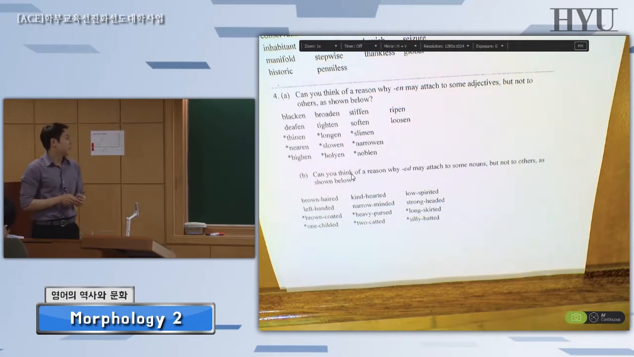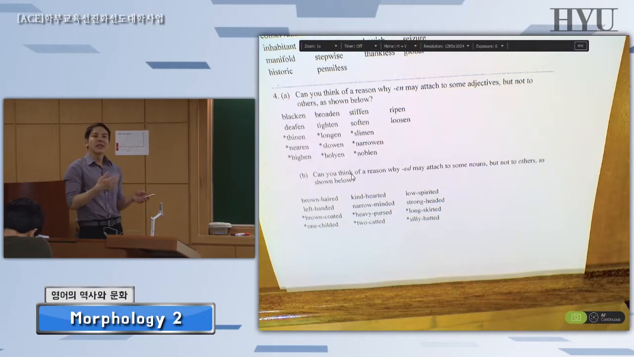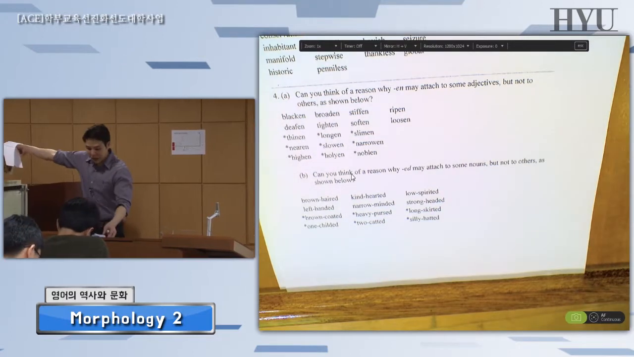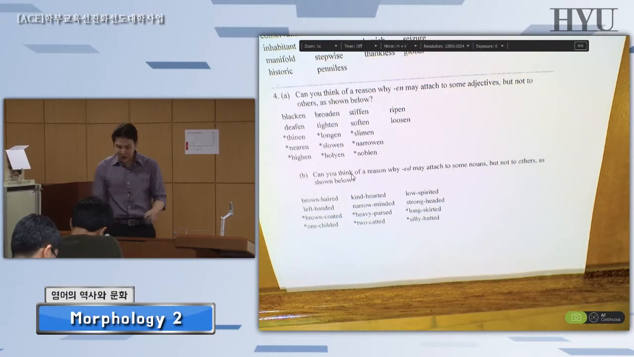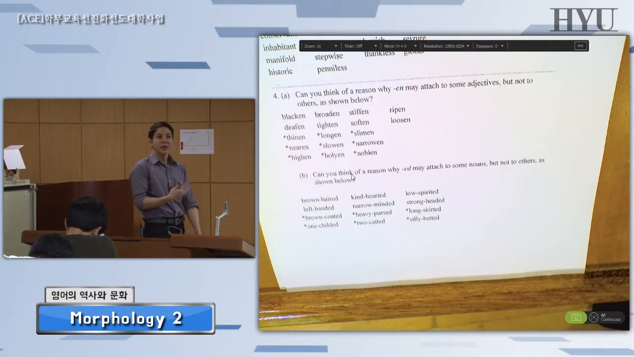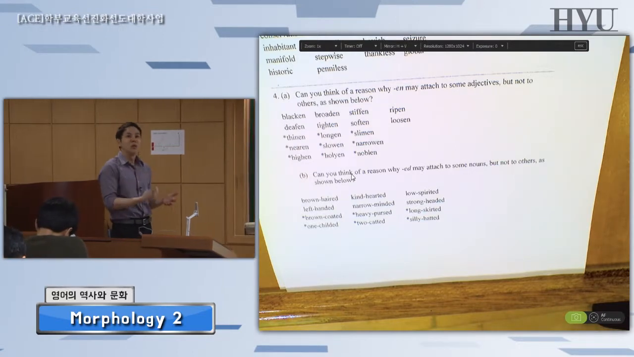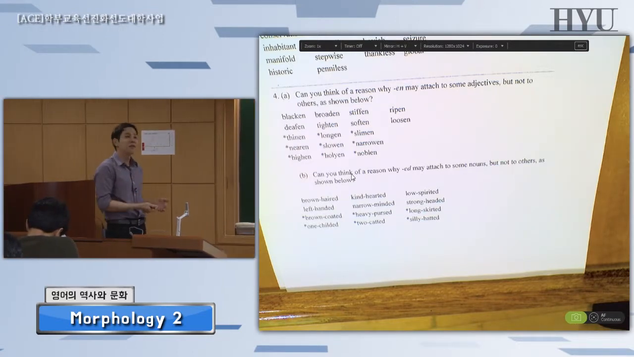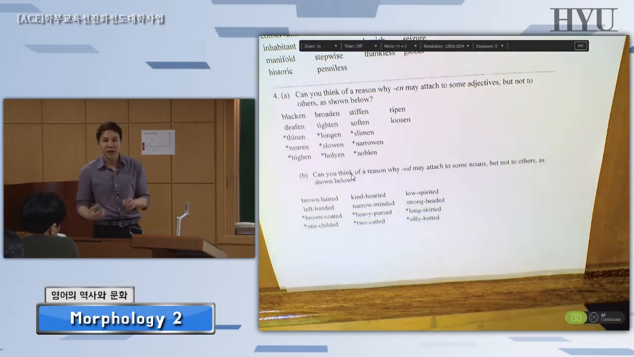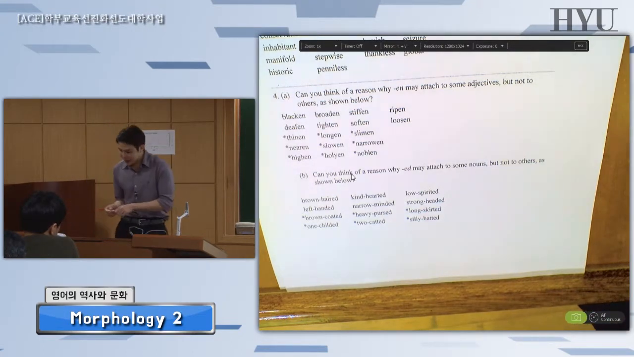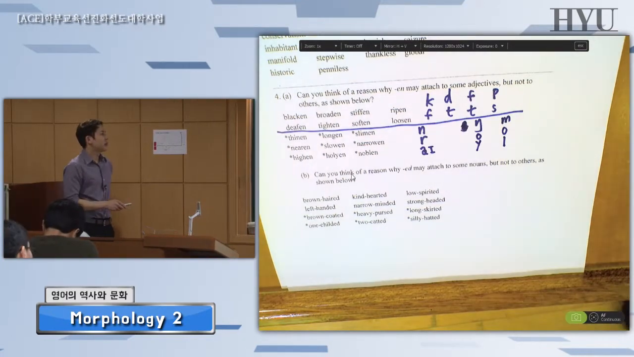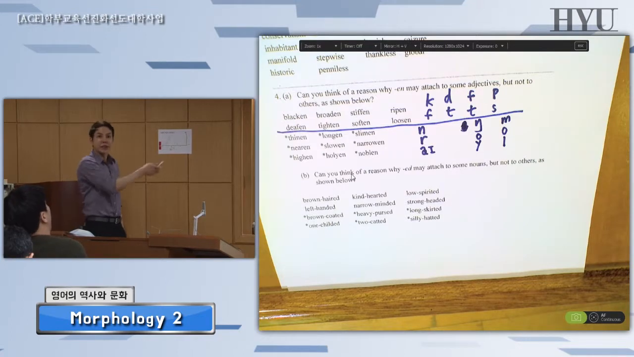So where do we find En? Why is En possible in some words and not possible in some other words, right? First, can you list out the sound before N? That might give us a clue. So list out all the sounds before N, okay? And we might see the pattern. This is what we should find. Everybody should find the same thing.